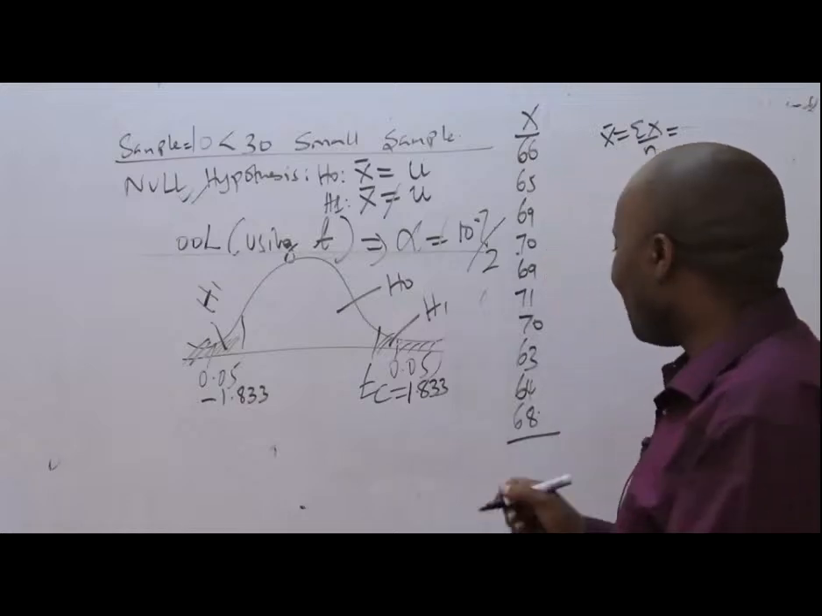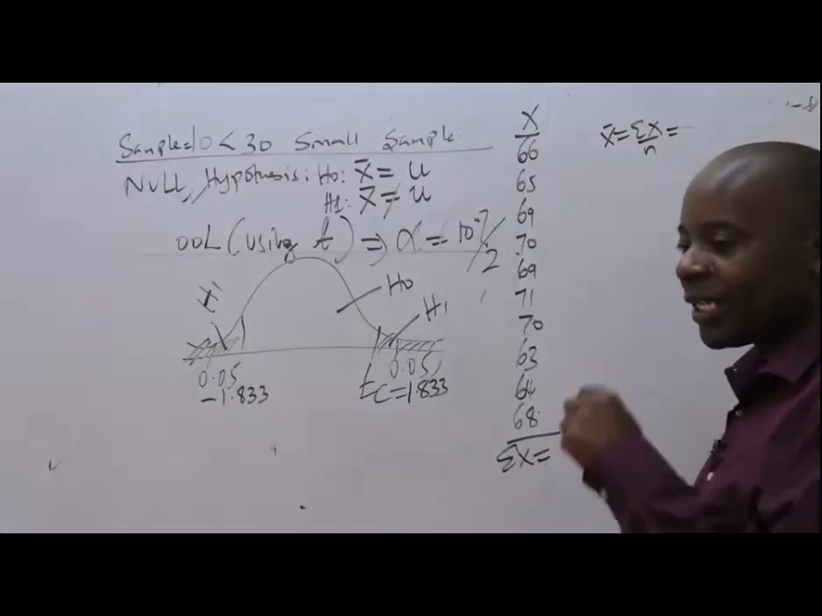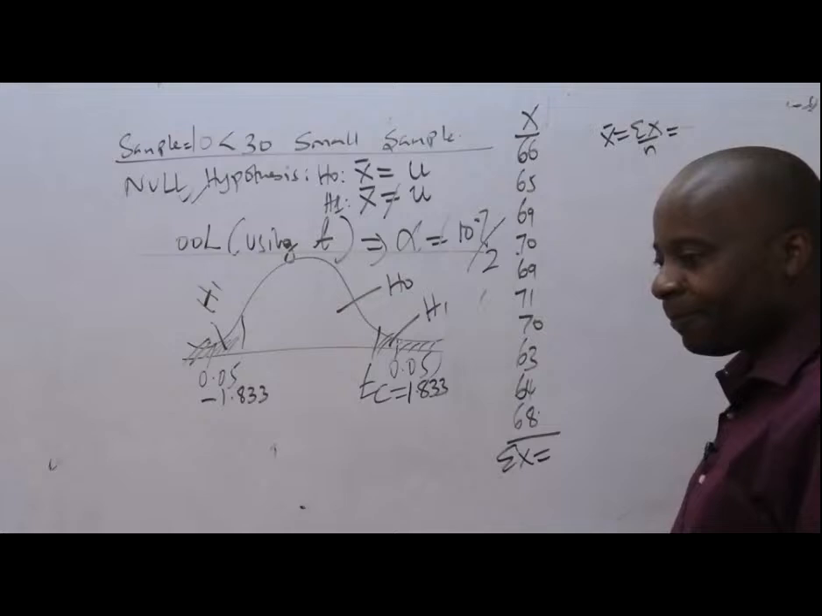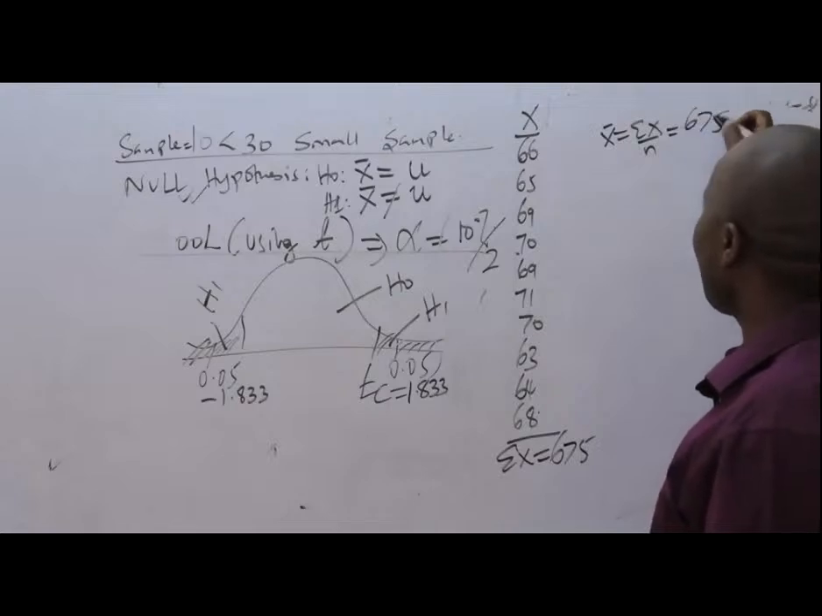So could you kindly give me the total here? Give me summation of X first. Summation of X is what here? Somebody, summation of X? 675. Thank you very much. And therefore, X bar will be 675 divided by 10, which gives me 67.5.